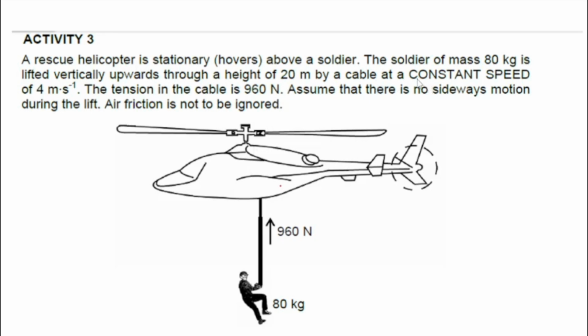So I'm just going to analyze. I think it's best if we underline the weight and the constant speed. We can even highlight that, because it's very important that we keep in mind that this is at a constant speed of 4 meters per second. Now the tension in the cable is 960 newtons, and they want you to assume that there is no sideways motion during the lift, and that the air friction is not to be ignored.